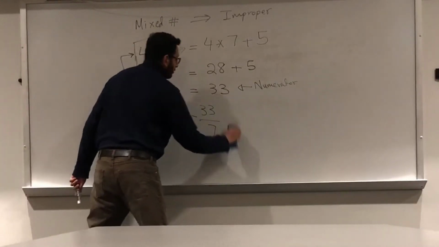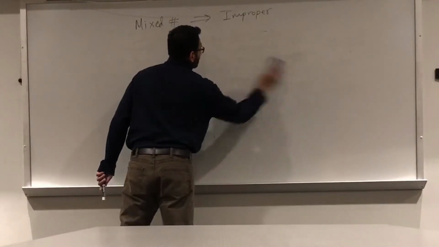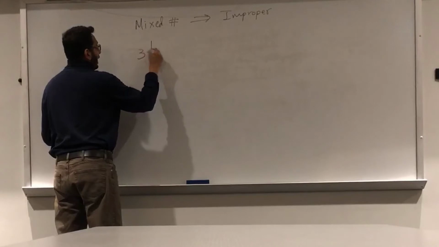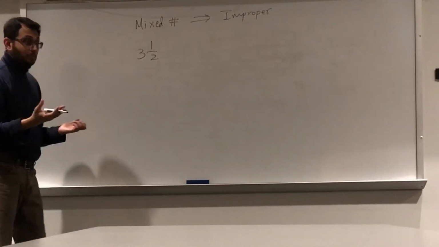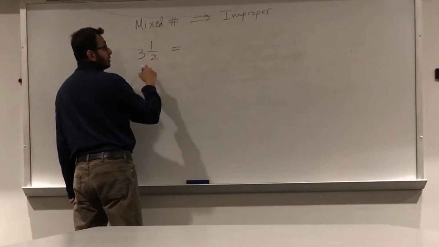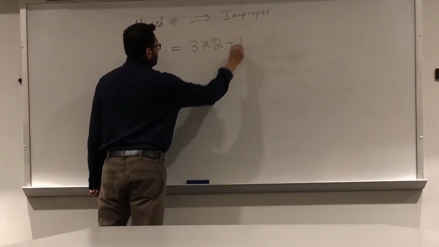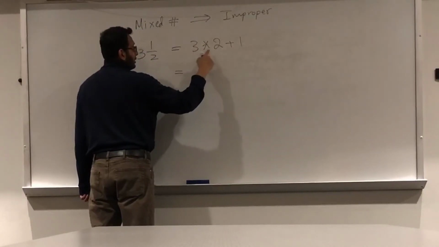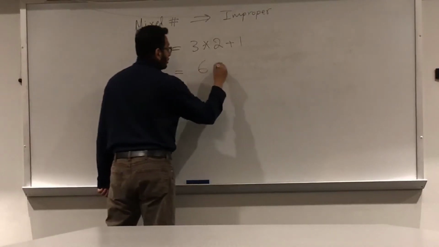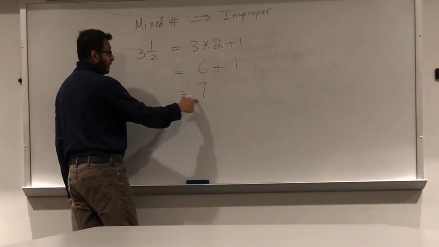Now let's have a look at another example just so that it's a little bit clearer to you. Three and a half. A very simple example. Now, we're going to multiply 3 and 2. I'm going to add 1 to it. 3 times 2 is 6, plus 1 equals 7. Now this is my numerator, not my answer.